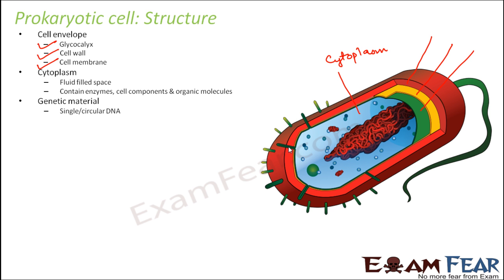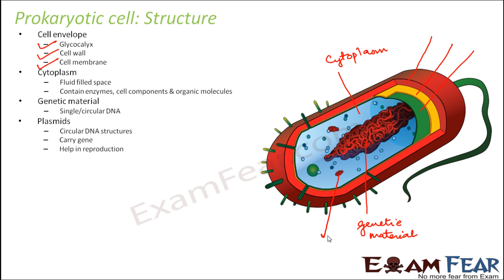Next is the genetic material. It is again scattered in the cytoplasm, but there is one area where most of the genetic material is present, which is a little dense. This is your genetic material. It consists of DNA, which can be single or circular DNA. Some genetic material is also present as small chunks. These circular DNA structures are known as plasmids.